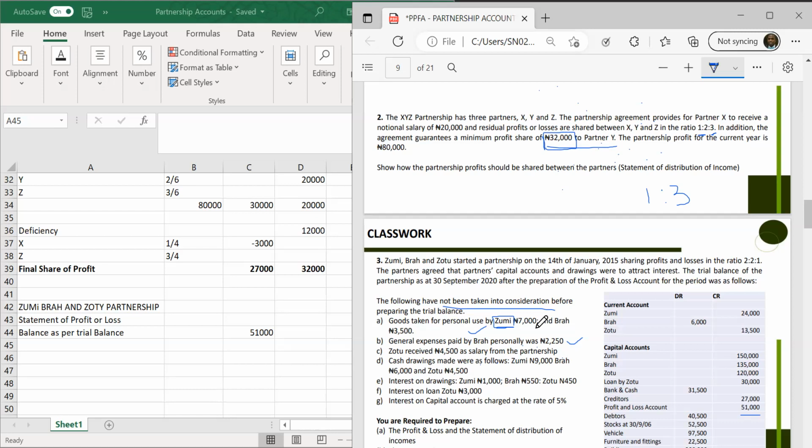Because only one partner took 7,000 for his personal use. What happens to the other partners? Are they not supposed to be compensated? See, they have three people running the business, Zumi, Bra, and Zotu. Zumi took 7,000, Bra took 3,500. Is it not just proper that everybody pays for whatever they take? So if everybody is paying for whatever they take, even if they did not pay cash, you take it from their capital account that they have with you.